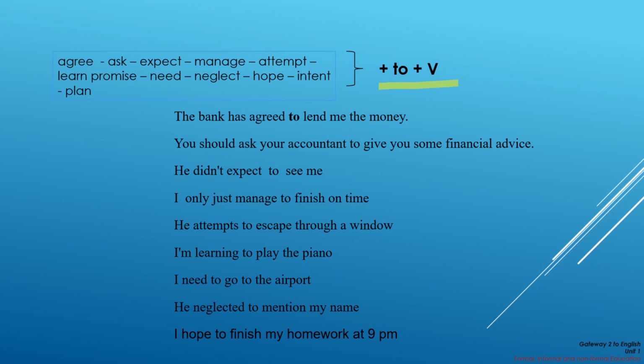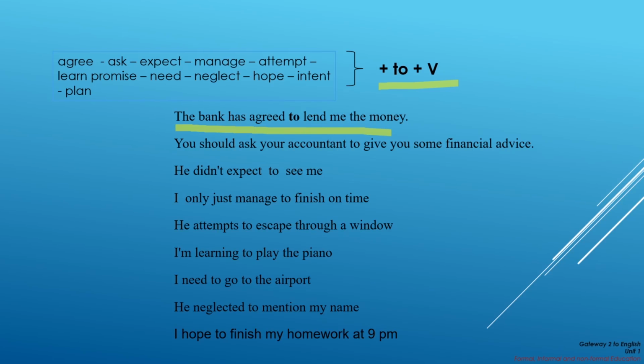I want to have your attention to study some examples for the first category, which means the verbs that can be followed by the full infinitive. The first example we have here in this slide, the bank has agreed to lend me the money. Agreed, so the verb agree that belongs to the first category should be followed by to infinitive. To lend is the full infinitive.